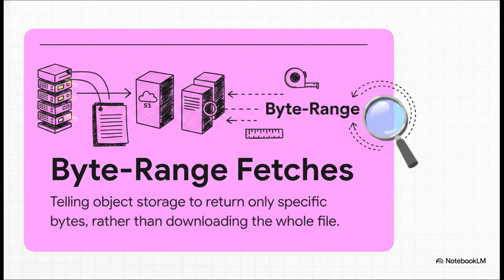That tiny memory footprint enables an absolute superpower: byte-range fetches. Because the server holds that 3 megabyte index right in RAM, it knows exactly where every single word lives inside that 1 terabyte file. It doesn't download the whole file. It just tells S3 to fetch only the specific 50 or 80 bytes needed for that exact definition.